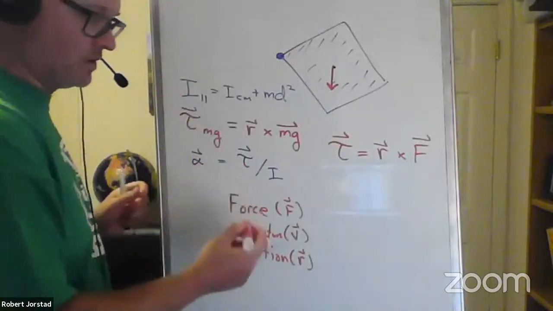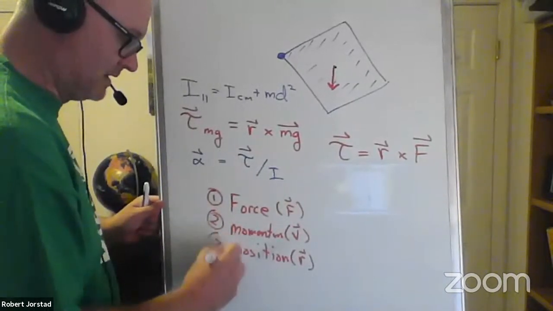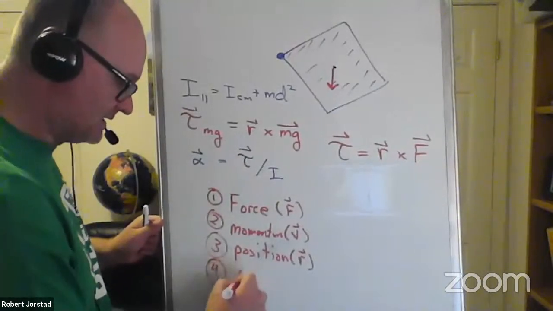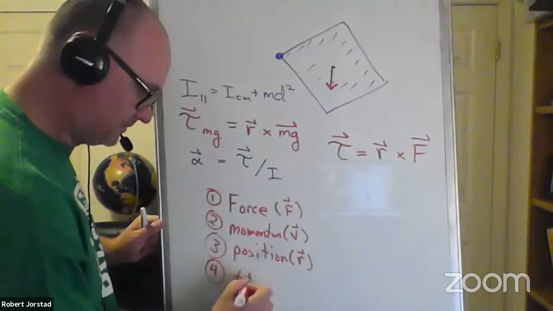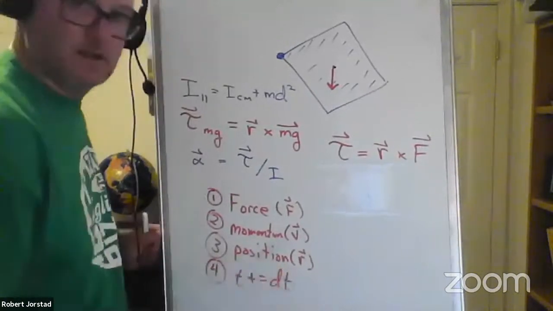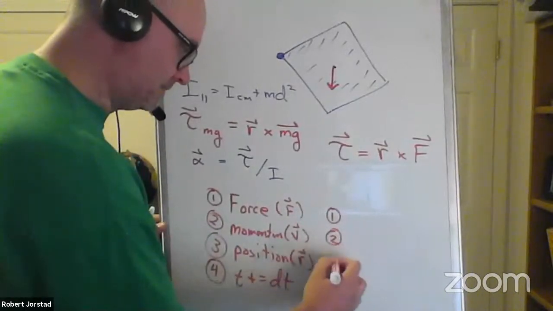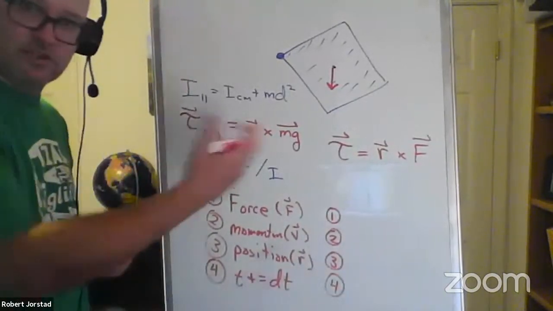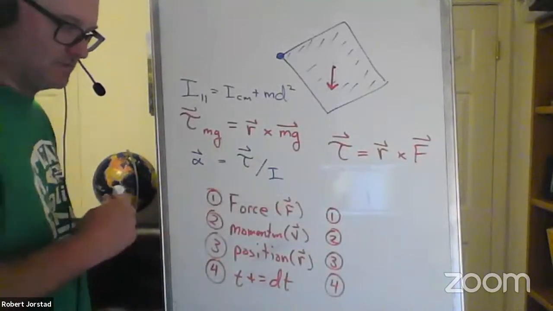So what's the rotational equivalent to this order? 1, 2, 3. And then obviously the fourth thing would be t plus equals dt. What's the rotational equivalent? What's the order in which you have to do these things so that the code actually works? What's the rotational equivalent of force? Torque. So we're going to do torque, then we're going to do alpha.